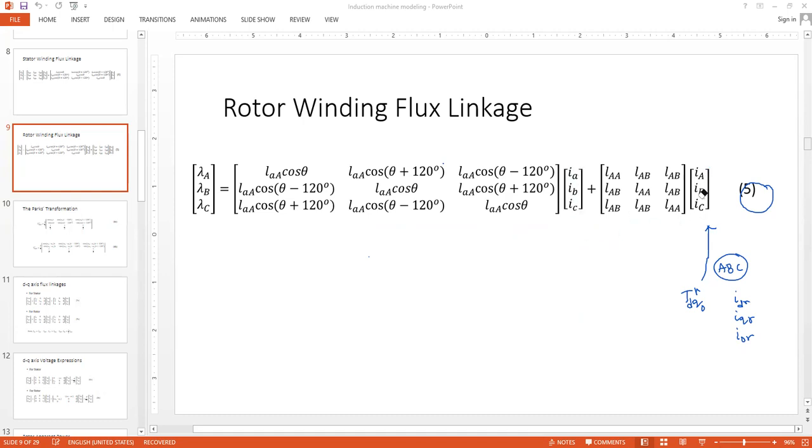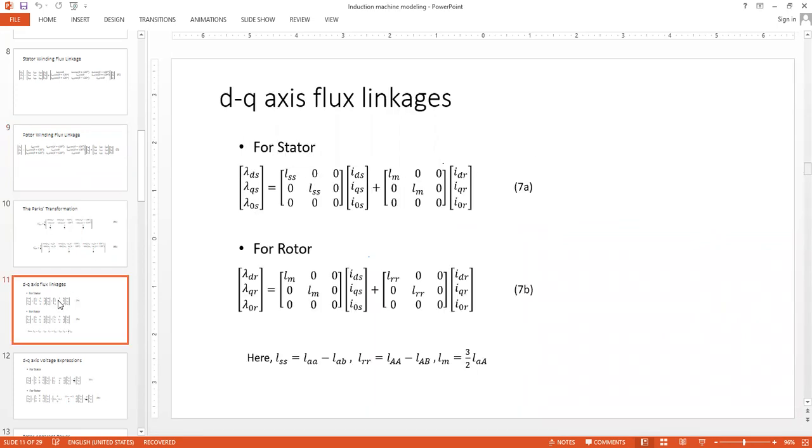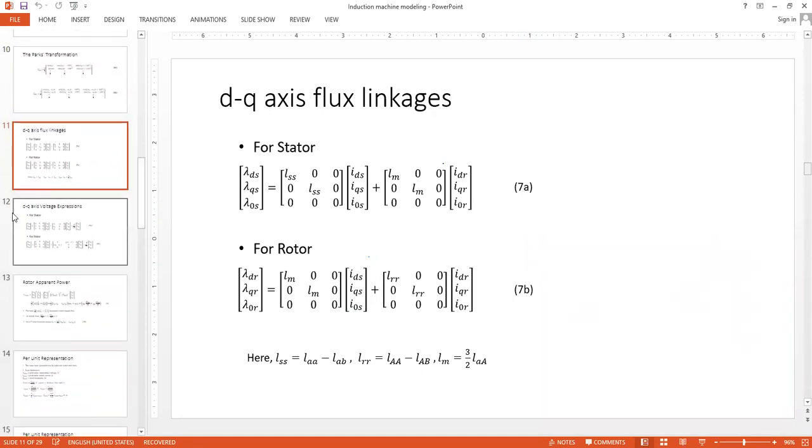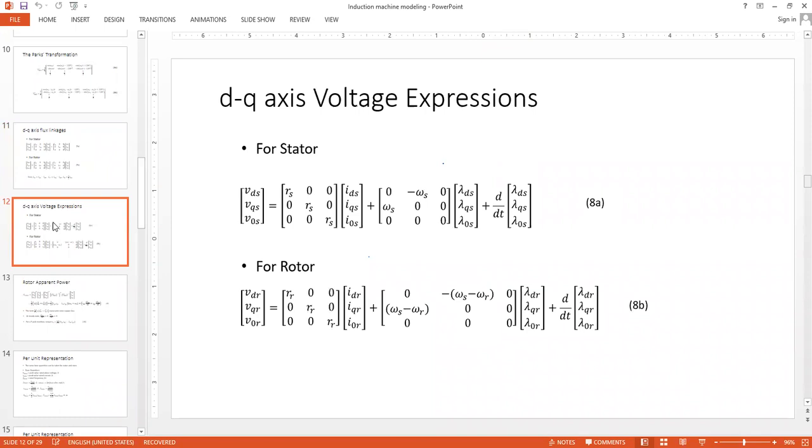And this entry is for the rotor. So you have to use TDQ0R. So once you use that, then you should come up with the equations present in 7b. So thus we can get 7a and 7b calculations done easily. What about the next one?